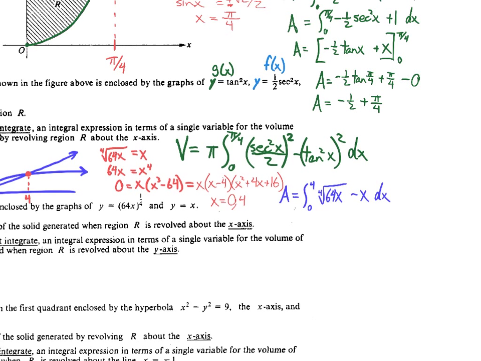Yeah, that's area. Sorry, this problem is a little different. So if we're revolving this around the x-axis, that would be our area. The volume, we would take that area, spin it around. So that's going to be pi times the integral from 0 to 4 of that 4th root of 64x squared minus x squared. Okay? Which you can simplify.